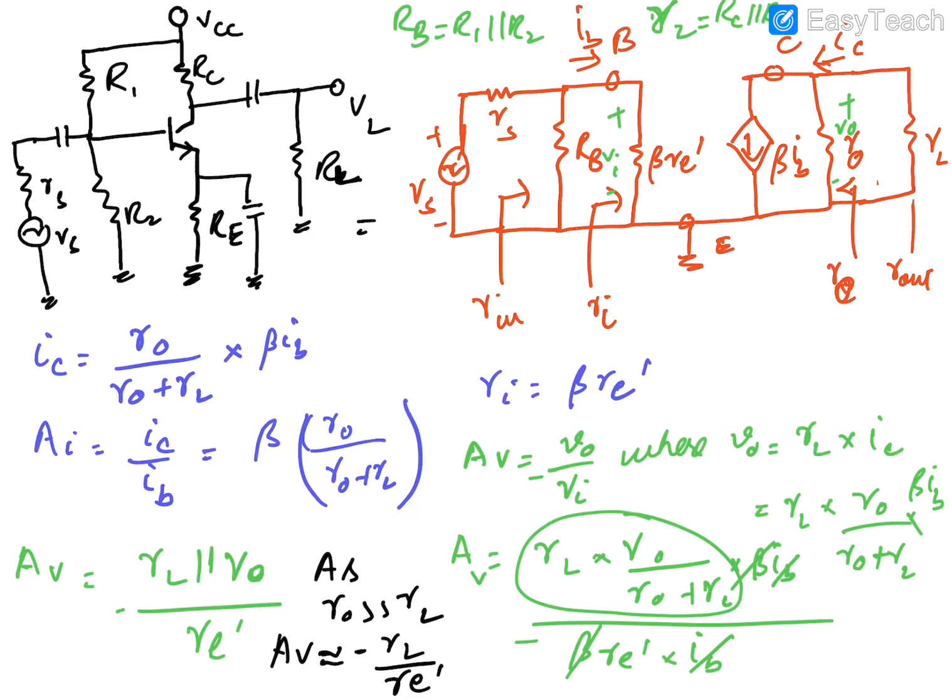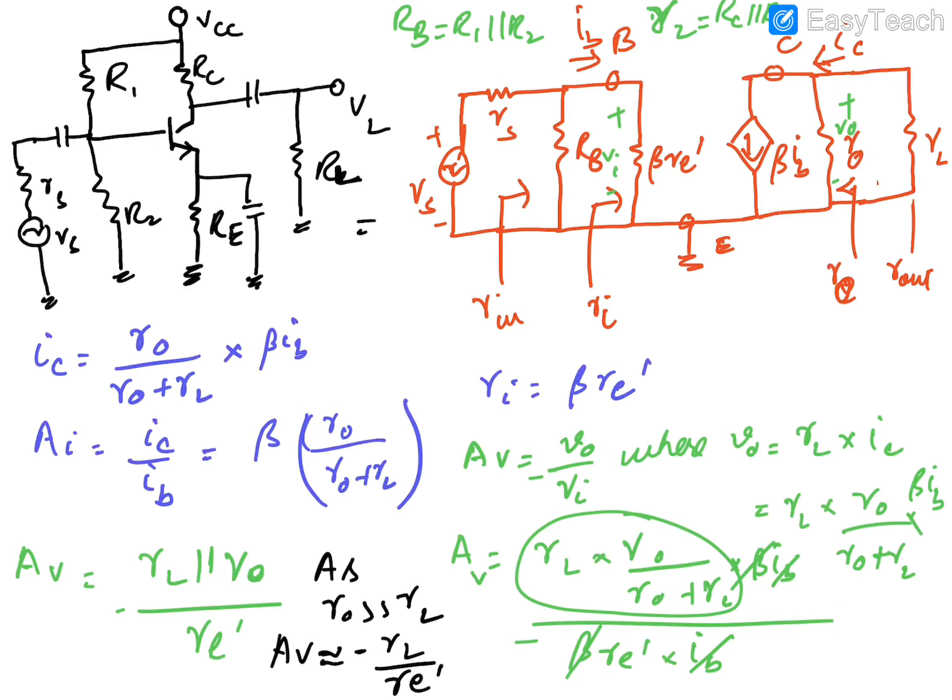So here V naught is the voltage across R naught, and because R naught is in parallel with RL, both voltages are the same. So we have taken V naught as the voltage across RL also. So V naught is equal to RL times IC.